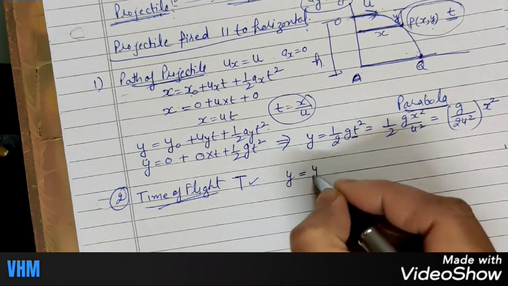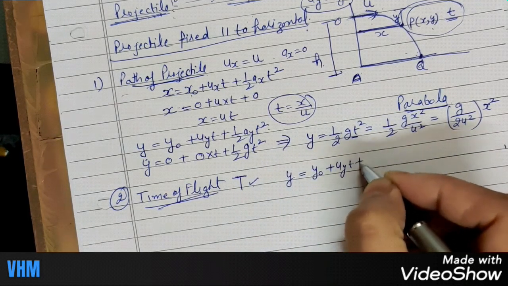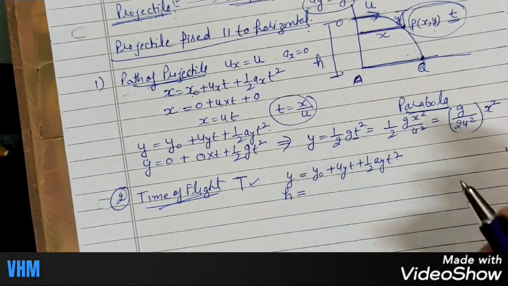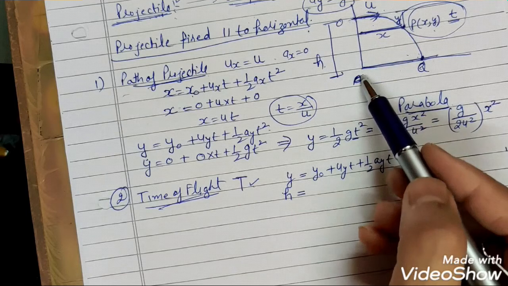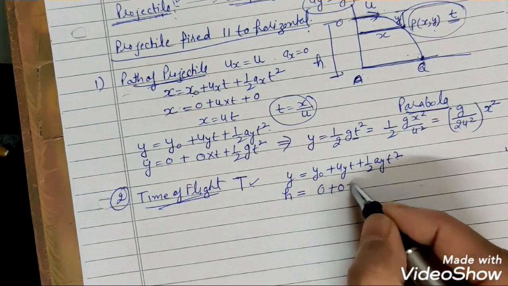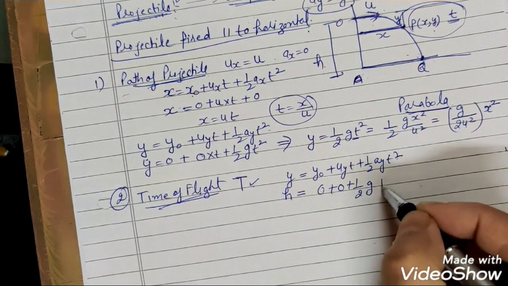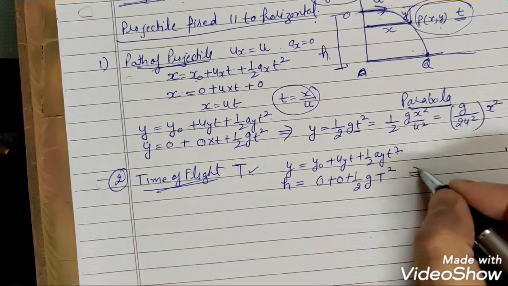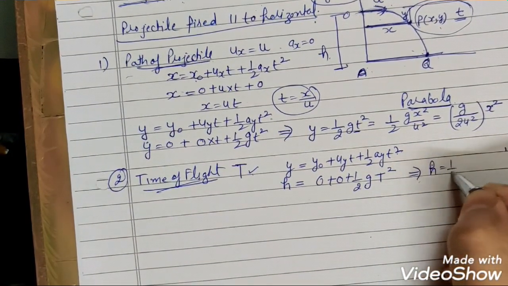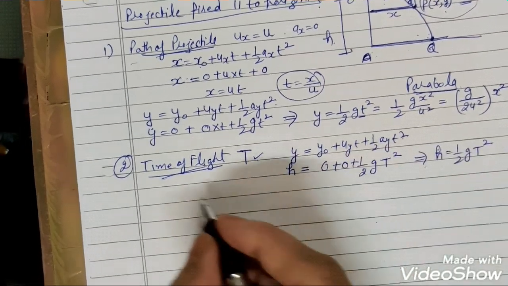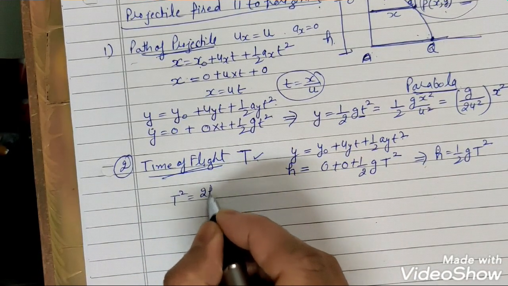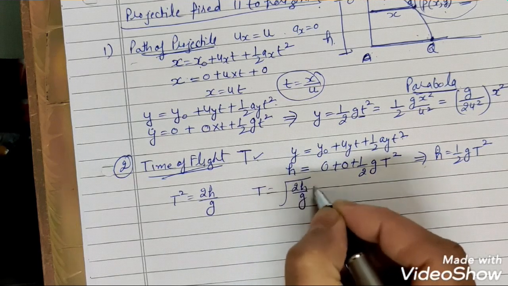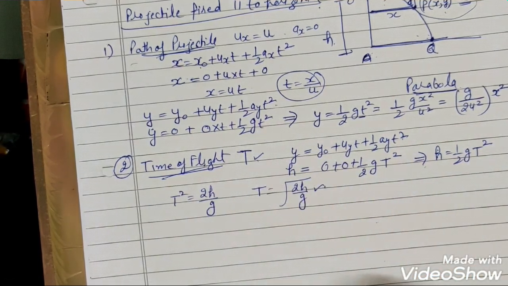So again, the vertical equation, you have to remember these equations. y = u_y t + 1/2 a_y t², this is the maximum vertical distance, that is the height of this point: 0, 0, 1/2 g. Now this time is the time of flight, the full time, t². So this h is 1/2 g t², and t² is 2h upon g, so t = √(2h/g), and this is the time of flight.